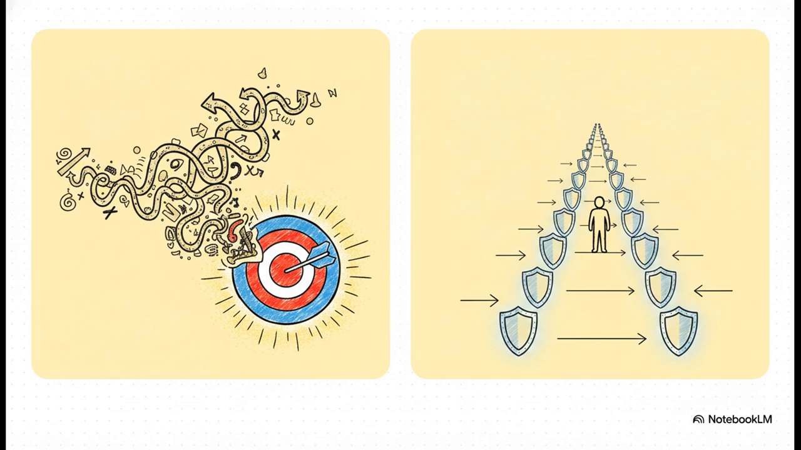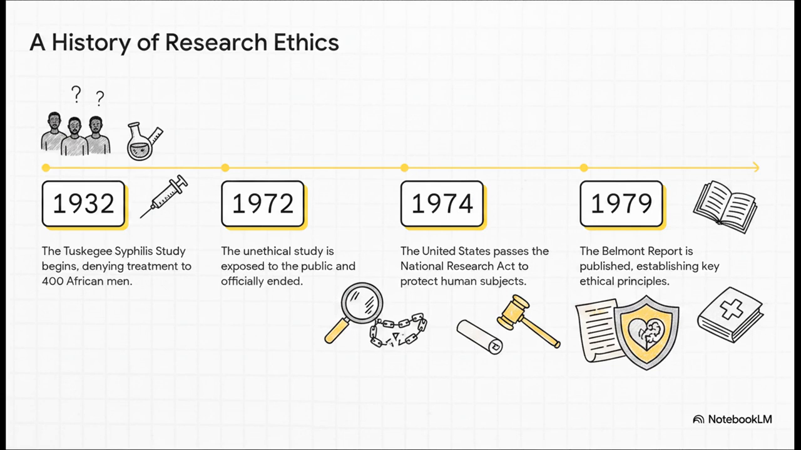But the deontological view, it just flips that whole idea on its head. It says, nope, some things are just wrong, period. Lying to someone, harming them, it doesn't matter how good the results might be. Human rights are absolute. And believe me, this isn't just some abstract philosophical debate. This timeline shows the horrifying real-world cost of getting ethics wrong.